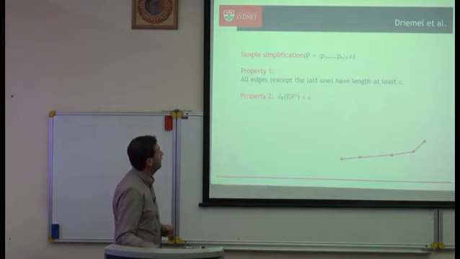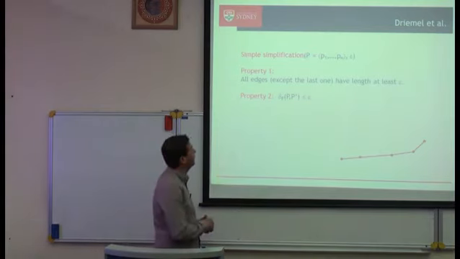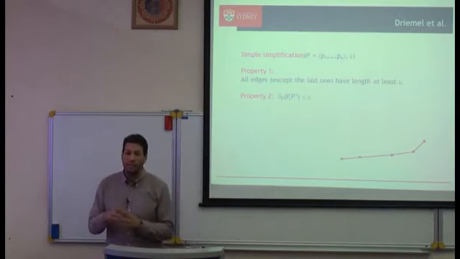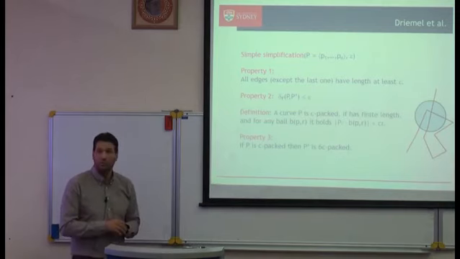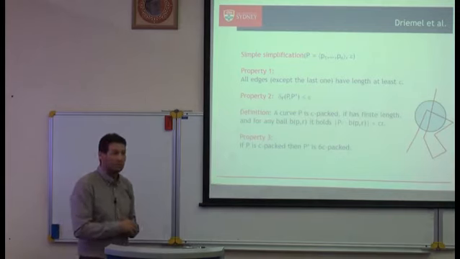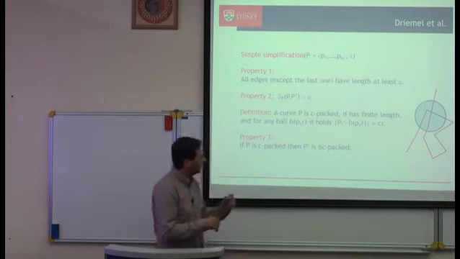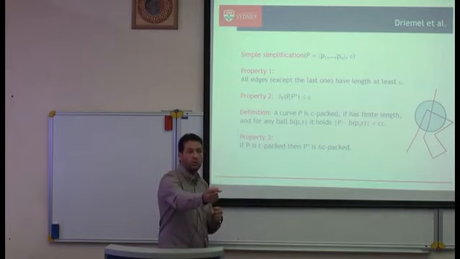So, I call this a simple simplification. So, they have some very nice properties. The first property is that every edge has length at least epsilon, right? Because you start and then you compress everything that is inside the ball, so the next point I'm going to go to will be at least epsilon away.